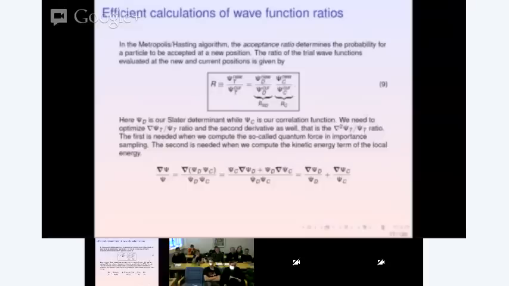So the thing I wanted to say a little bit more now is about how you can program this in a slightly more efficient way. So when we are doing the Metropolis-Hastings ratio, we need to compute, later we are going to compute actually Slater determinants. In your case, the single particle piece is very simple.